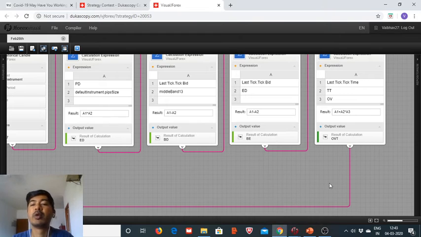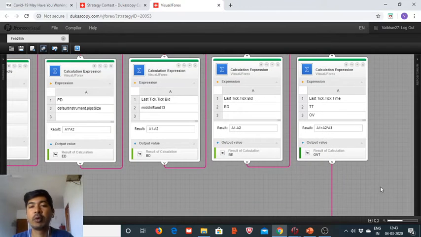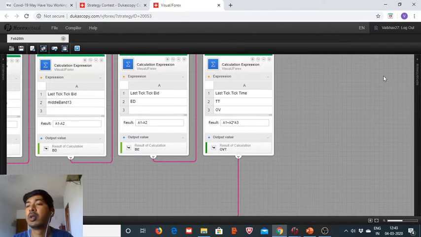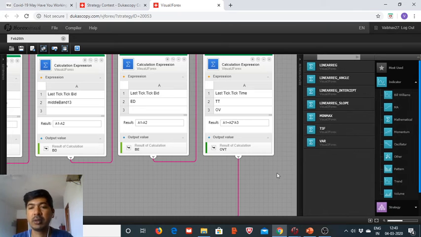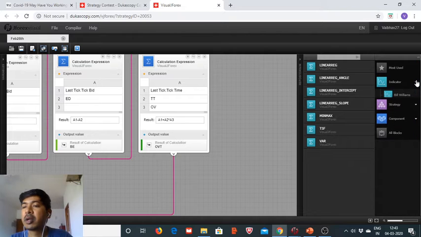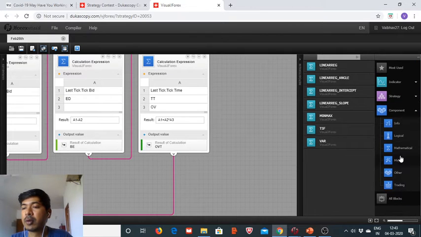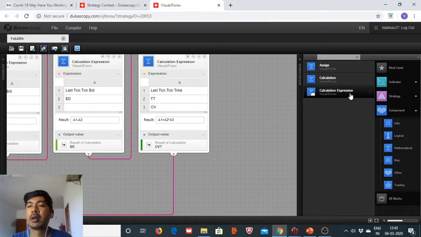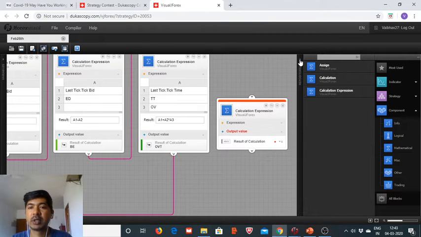For that, we will need to bring in one calculation expression block to do the subtraction, and then we will also bring in the min max condition. So let us bring this indicator and the components. We want a mathematical component, and this is the calculation expression.